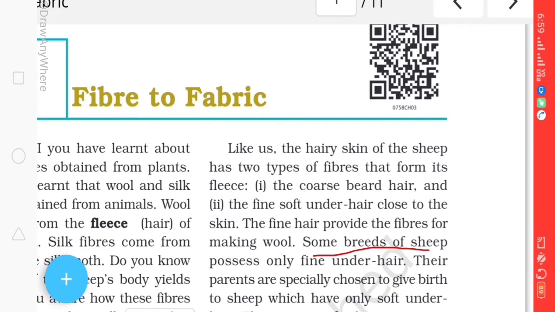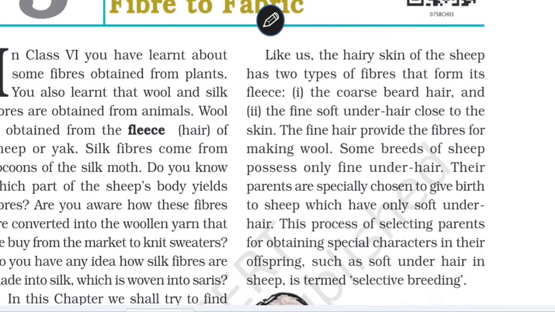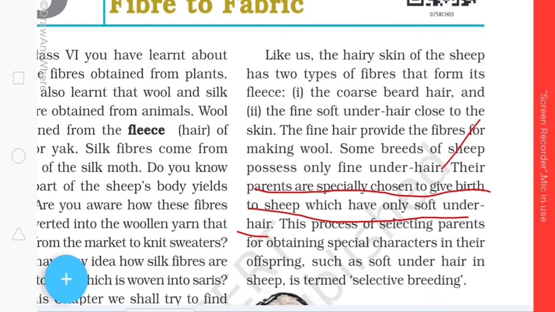Some breeds of sheep possess only fine under hair. Here breeds means varieties of offspring, that is, varieties of sheep. So some varieties have only fine under hair, meaning only soft fine hairs in their skin. Let's see why. Their parents are specially chosen to give birth to sheep which have only soft under hair. So we choose the parents so that we can get sheep with only soft fine hairs.